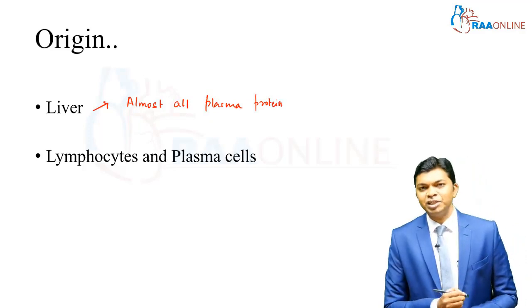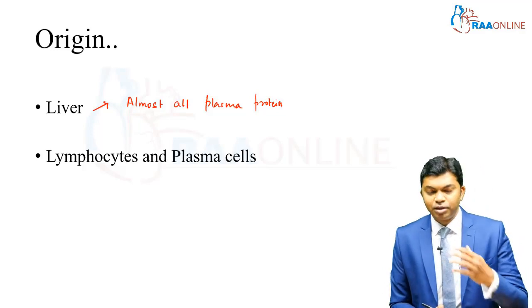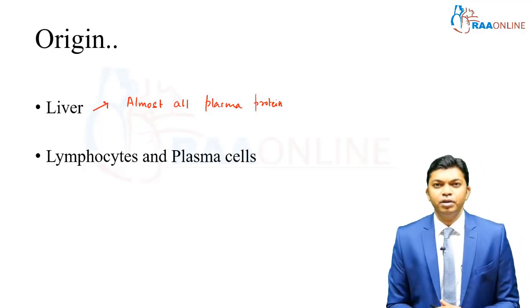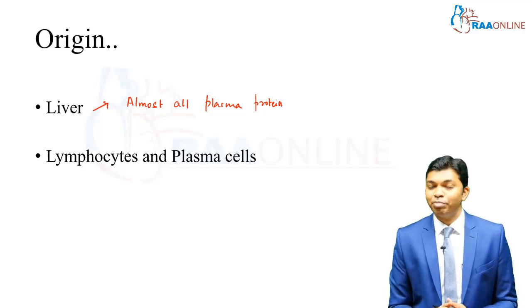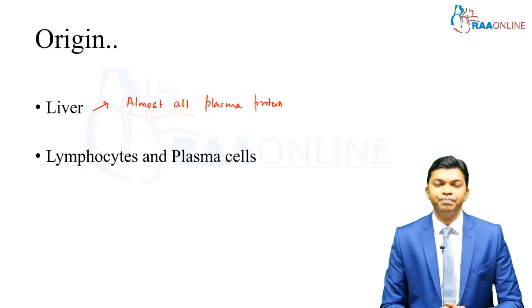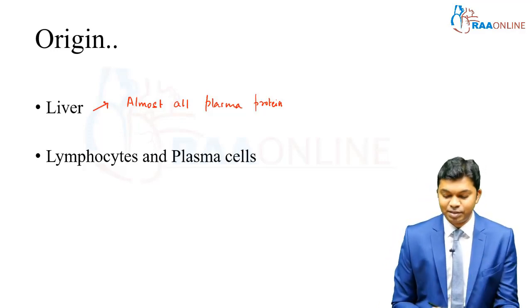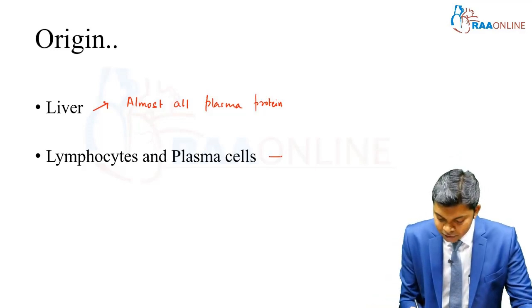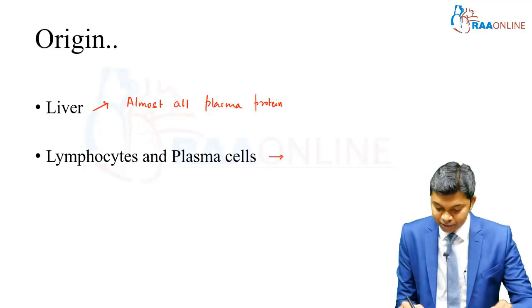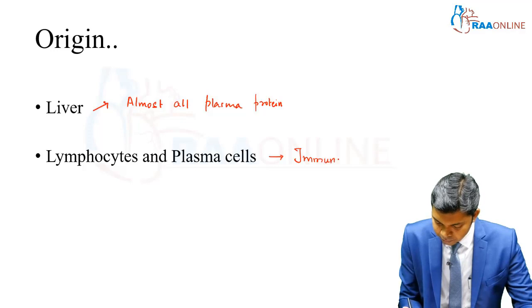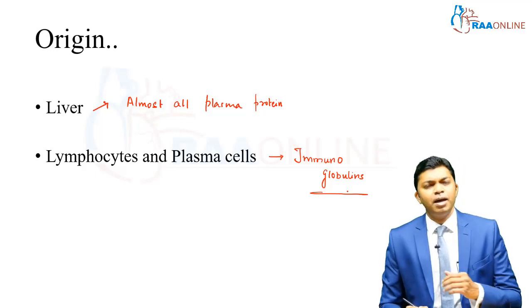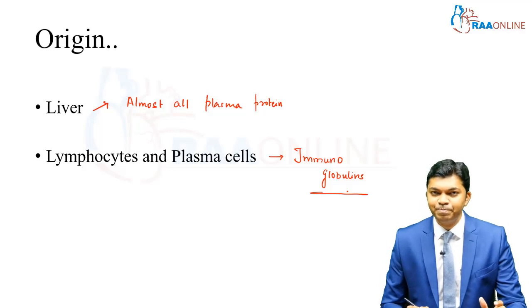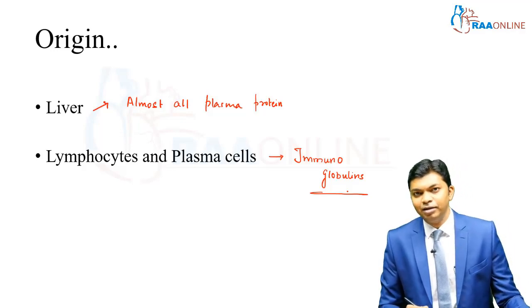While when it comes to plasma cells, I hope you are familiar with them from the immunity videos. You know what a plasma cell is, isn't it? So a B lymphocyte gets converted into a plasma cell with suitable activation by antigens. These plasma cells are the ones involved in synthesis of a fraction of globulin called immunoglobulins. Alright. So while immunoglobulins are synthesized by plasma cells, which are derived from lymphocytes, all of the rest of the proteins are synthesized by liver, doctors. So remember, it is liver and plasma cells.